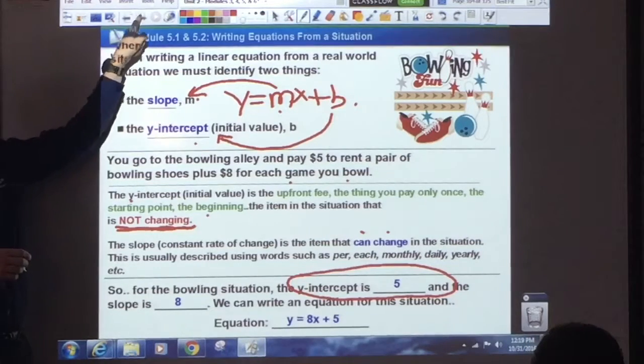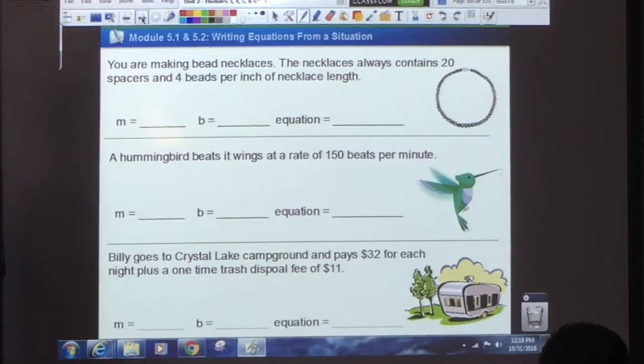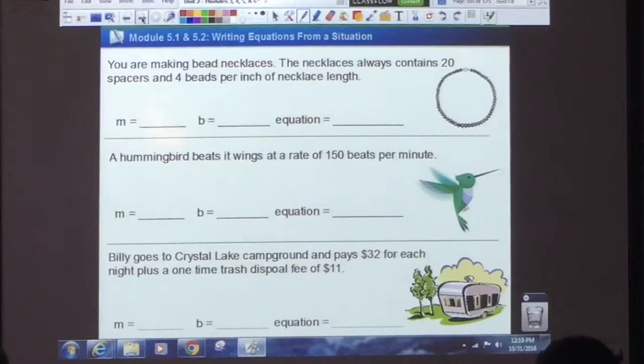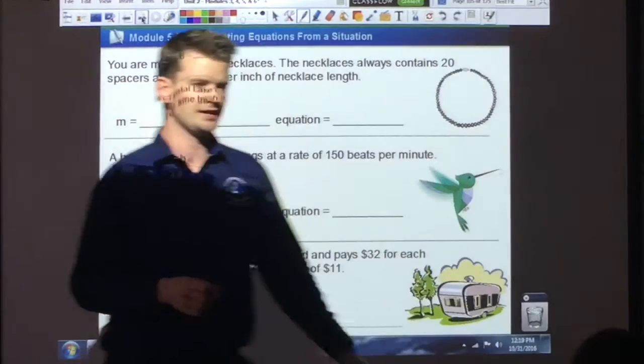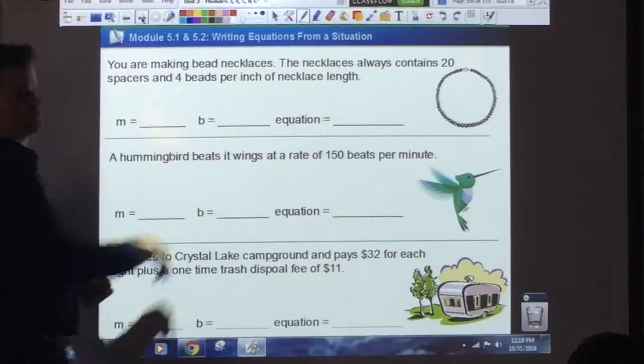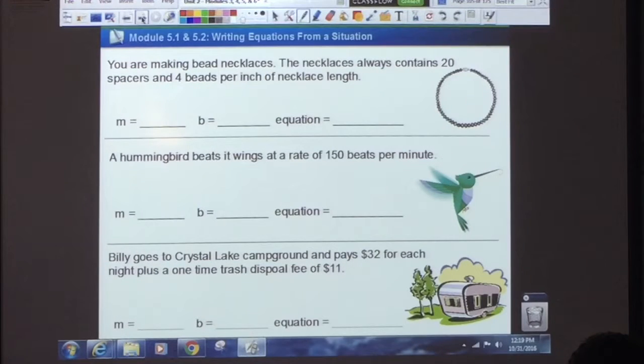All right, let's try a couple more here. We got 3 problems. Azanza, for whatever reason, your hobby is to make bead necklaces. The necklaces always contain 20 spacers and 4 beads per inch of necklace length. So, you got two numbers. Which one of those do you think is going to be your slope and why? Let's read it again. Read it for me, starting with the word "the." The necklaces always contain 20 spacers and 4 beads per inch of necklace length.